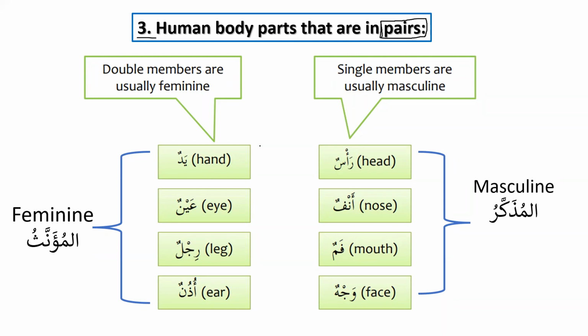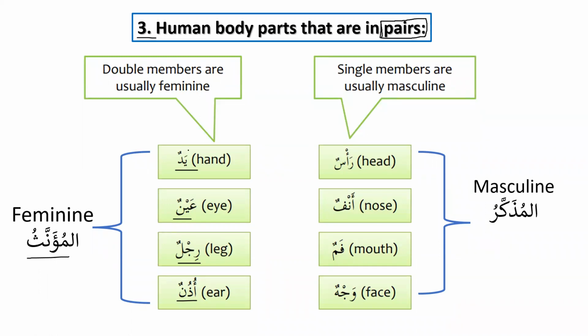For example, yadun, hand, and of course we have 2 hands. Because it is in pair, that's why in Arabic it is feminine. It will be al-mu'annathu. Similarly, aynun, we have 2 eyes, aynan, so that's why it is also feminine. Rijlun and rijlani, we have 2 legs, and that's why they are feminine. And udhunun, ear, is also feminine, and 2 will be udhanani. Now please remember, whether we use it as singular or as dual, it will be feminine.